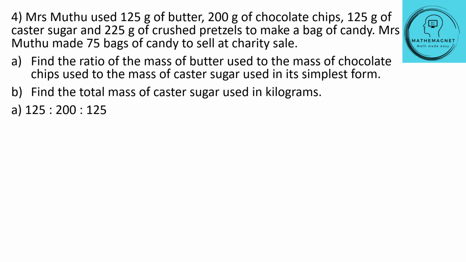So for question A, we know it is 125 is to 200 is to 125. When we simplify further, it will become 5 is to 8 is to 5.